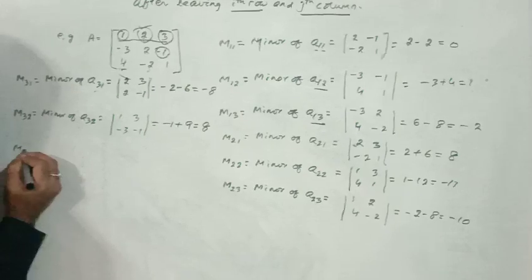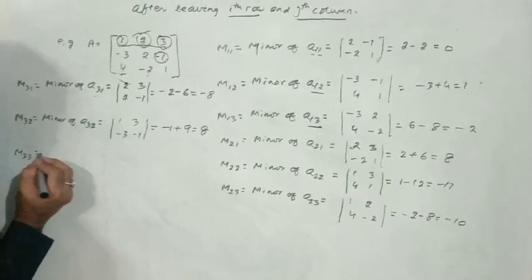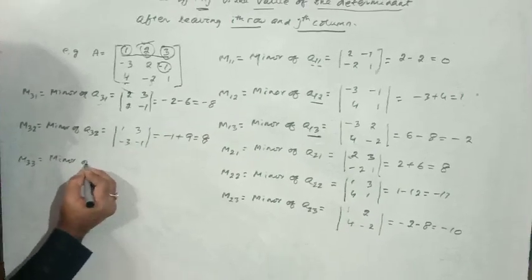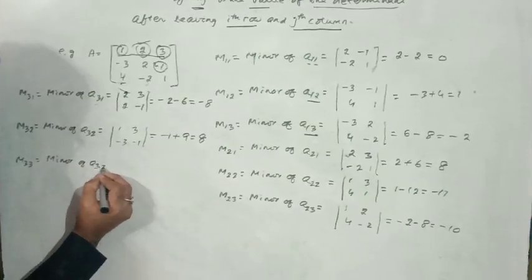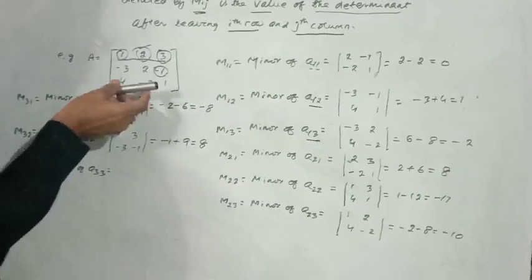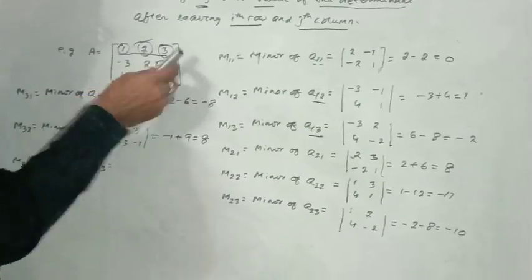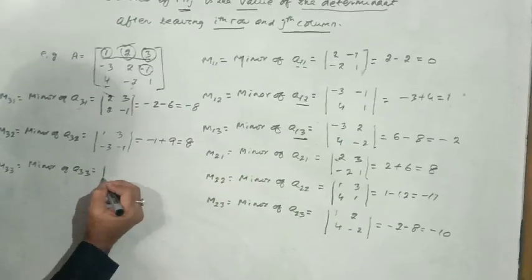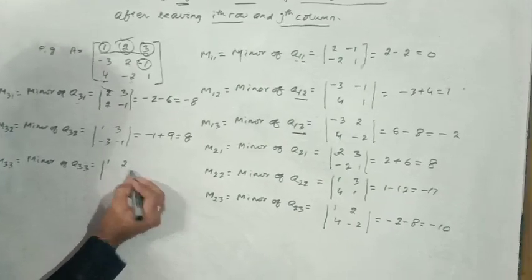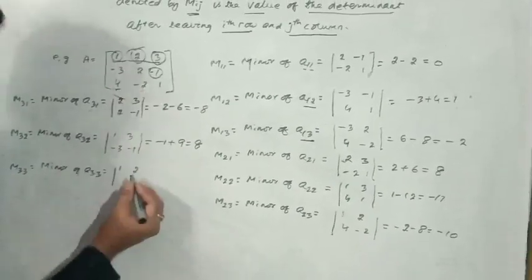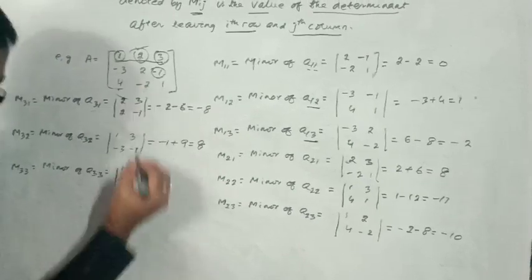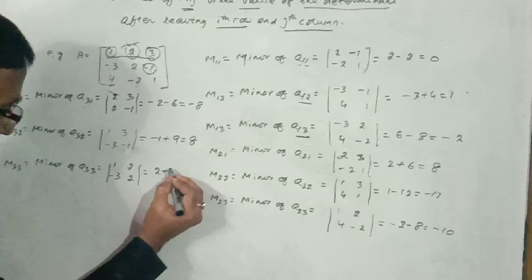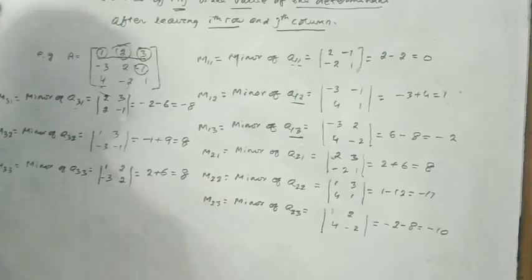Lastly, we will find out what is minor M33. It is the minor of A33. So you have to omit third row and third column. So it is the determinant of 1 2, minus 3 2. So its value is equal to 2 plus 6, which is equal to 8.